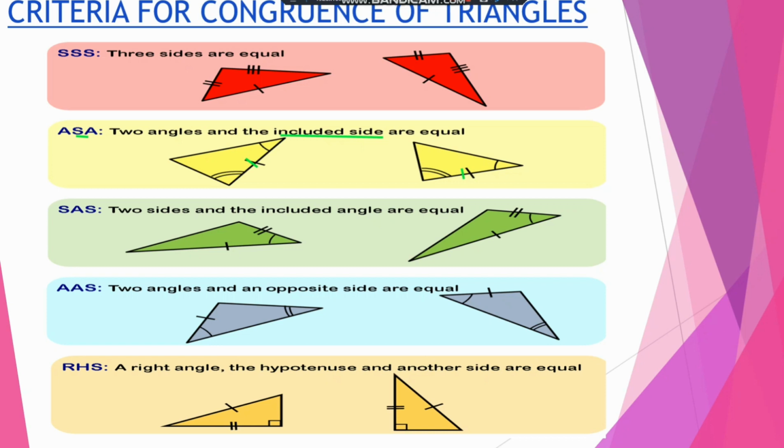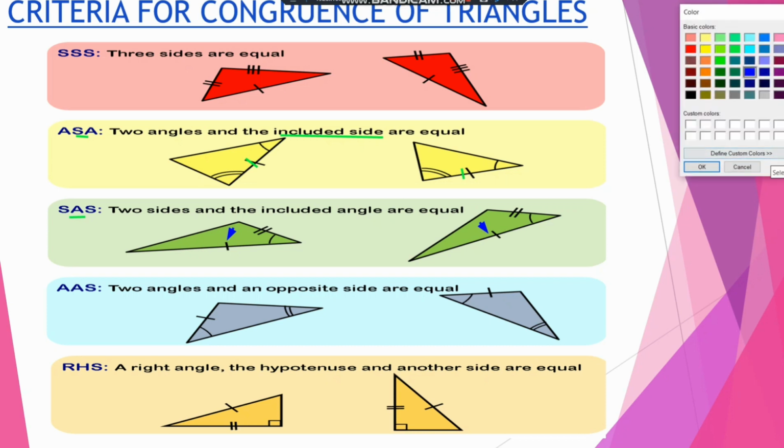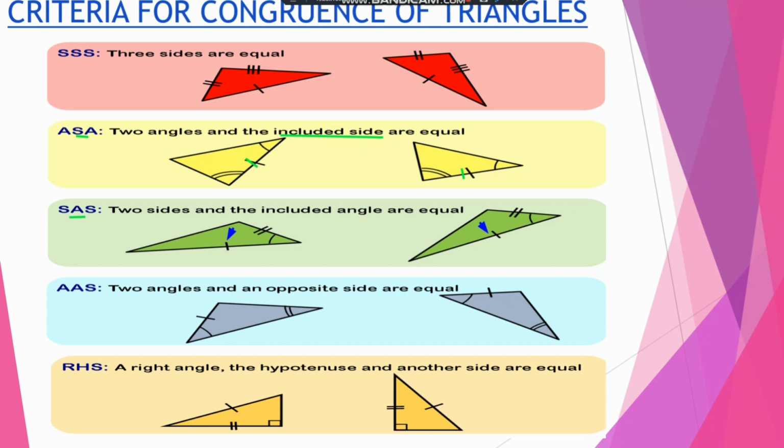Same way in SAS, you can see that in between 2 S, A lies. That means in between 2 sides, A will lie. So there are 2 sides which are equal. Here you can see that this side is equal to this side, and the other pair is this side equal to this side. So 2 sides are equal.